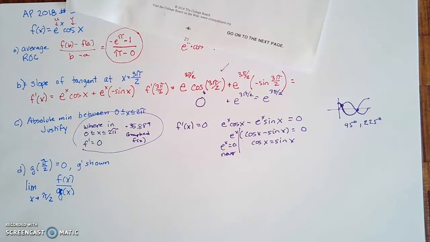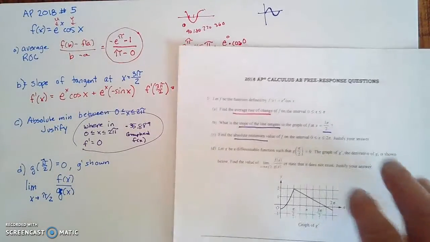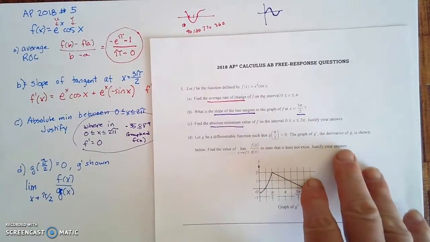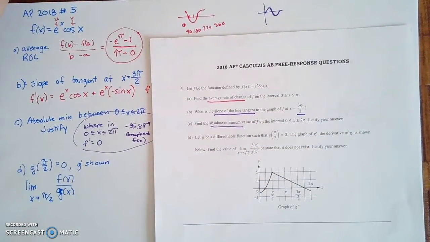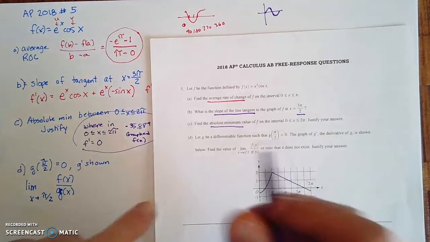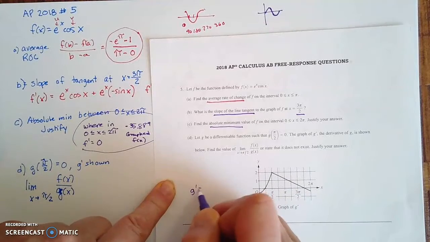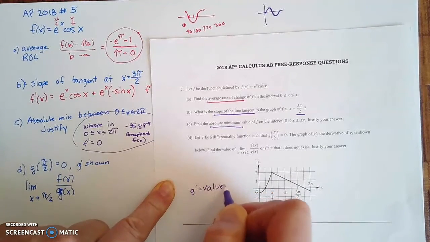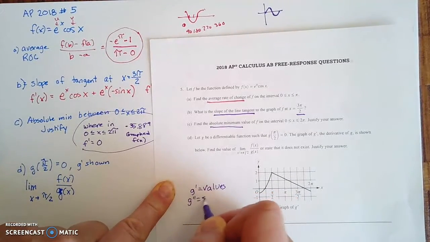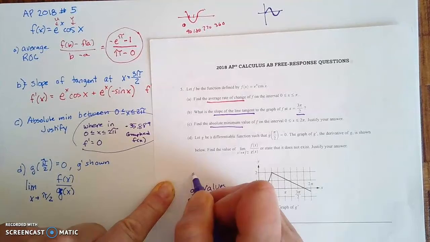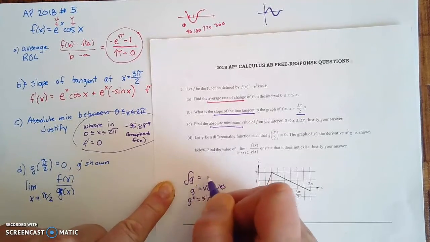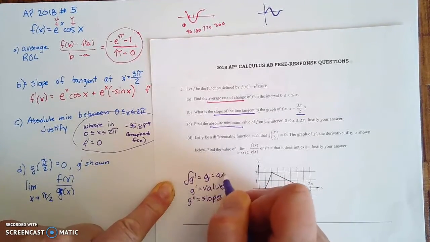The last part's one I kind of think is going to be there. And I'm going to show you this time they give us a graph. And as always, they're not going to give us the graph we really want. Let me focus this. That graph is g prime. So if this graph is g prime, if g prime is the values, that means g double prime is the slopes. And the integral of g prime equals g, which is the area.